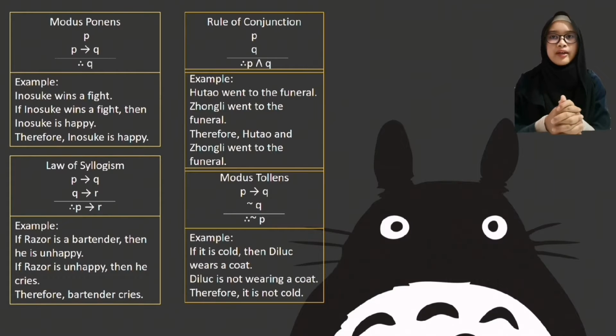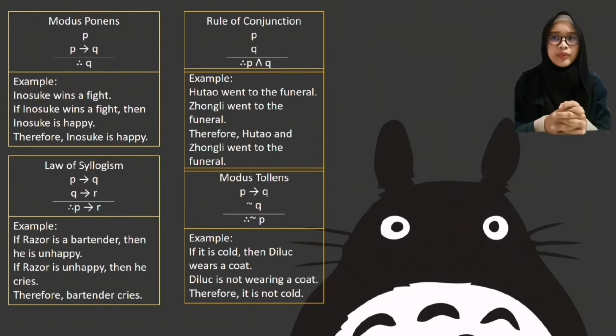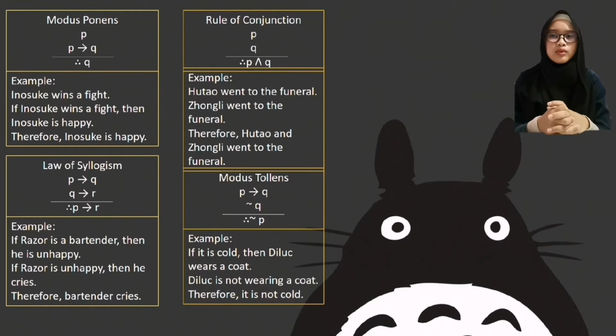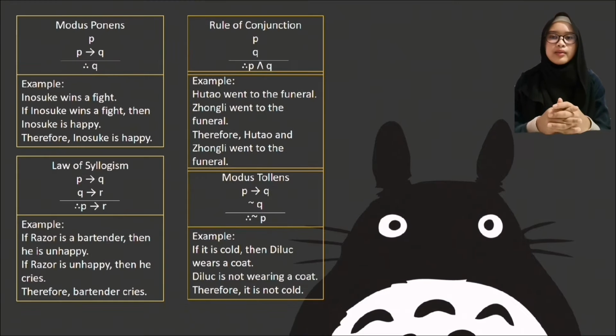Rule of conjunction: we have P, Q, and conclusion P and Q. Example, Hu Tao went to the funeral, P, Zhongli went to the funeral, Q, therefore Hu Tao and Zhongli went to the funeral, conclusion P and Q. Modus tollens: P implies Q, negation Q, and conclusion negation P.